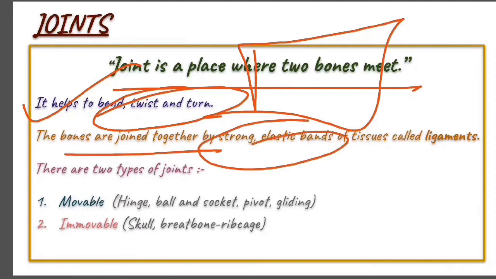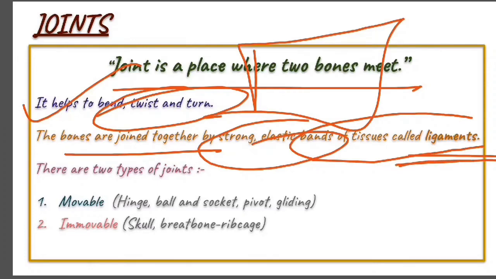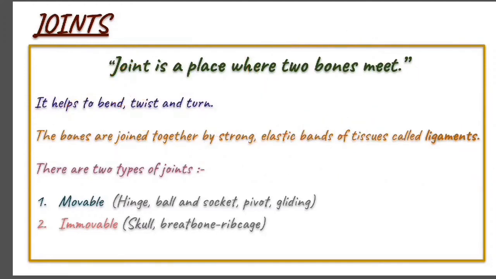Okay, so you need something to join. Similarly, here our body also requires something, it is just like a Fevicol, that is ligaments, helping the bones to join to each other. And on the basis of these joints, we are having two types of bones, movable bones and immovable bones.